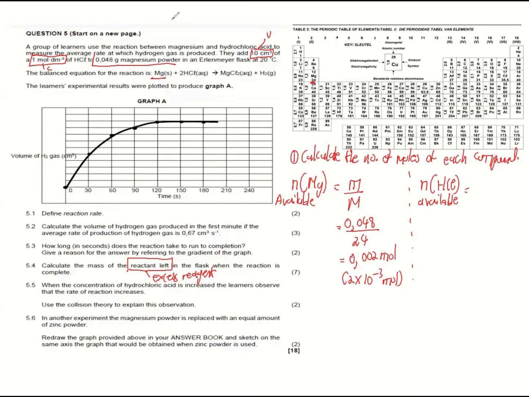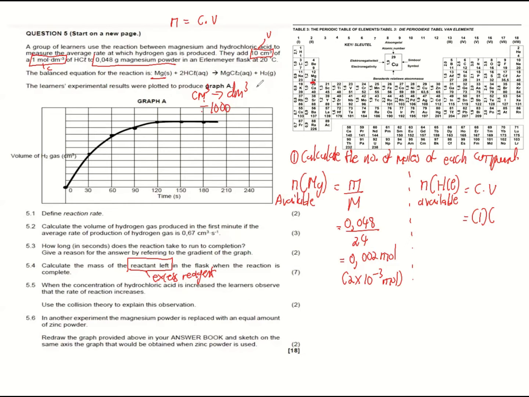So we have to use which formula? n is equal to C multiplied by V, where our concentration C is 1. But then we have to take note of one thing. If we are substituting the volume into this formula, we need to make sure that the volume is in decimeter cube. So to convert centimeter cube to dm cube, we need to divide by what? 1000.